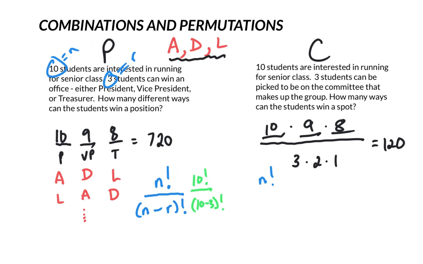But if you said, well, I've got 300 kids and I'm filling 25 positions, well, who wants to multiply out 25 numbers? It would be easier to use this formula.